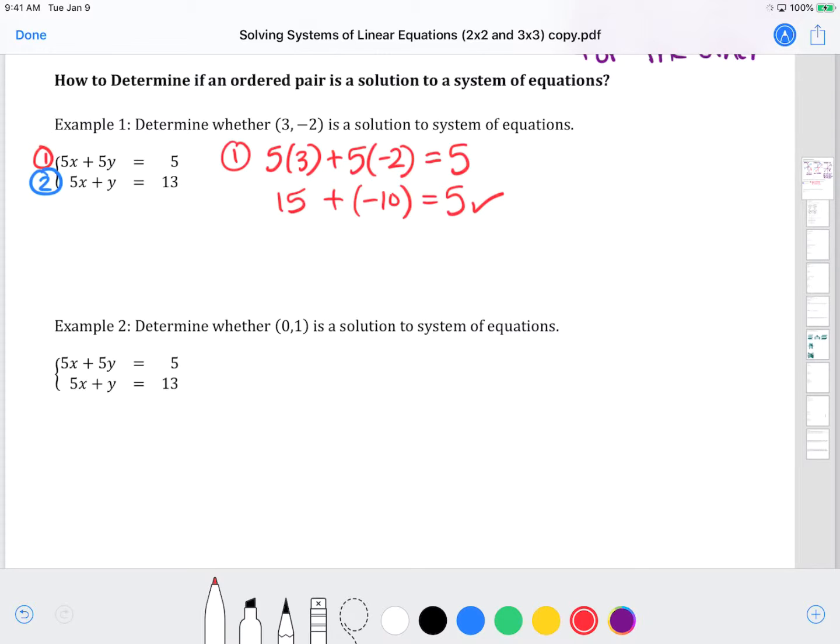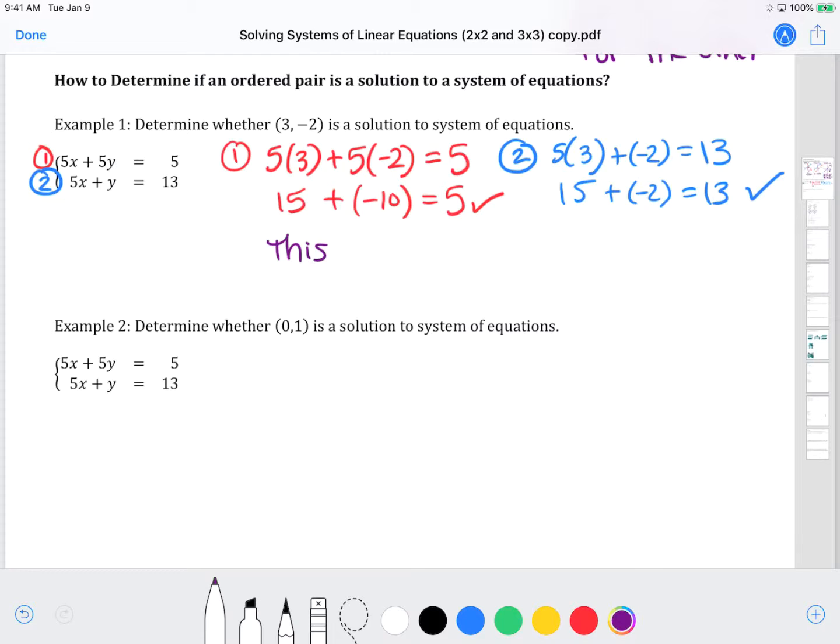Now I can't stop there and say, oh, it's a solution. It's a solution for the first line. In order for it to be considered for the whole system of equations, it's got to work for both equations. So now I have to check it in equation 2. So I'm going to plug in 3 for x and -2 for y. So this gives me 15 plus a -2 is equal to 13. So it works for the second line as well. Because it works for both lines, we would say this is a solution to this system of equations.